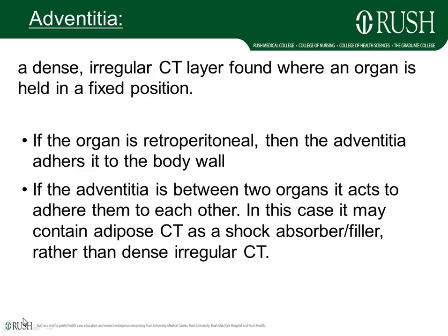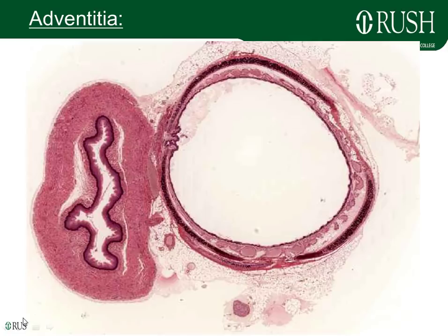So in that case, it may contain adipose connective tissue, which acts as a shock absorber and filler, rather than primarily dense, irregular connective tissue. Here's an example of adventitia.